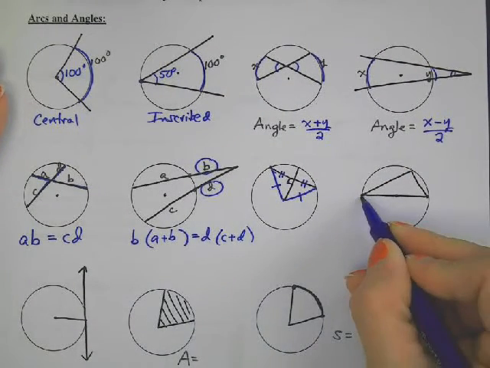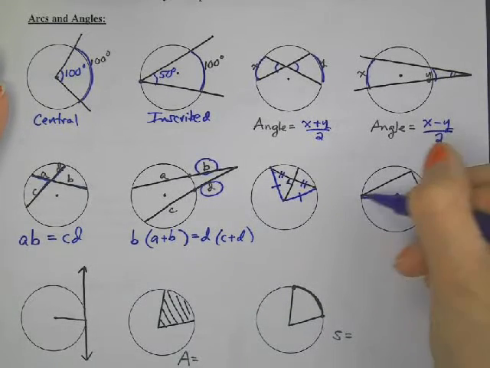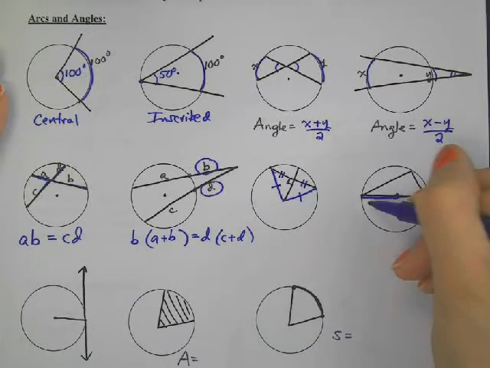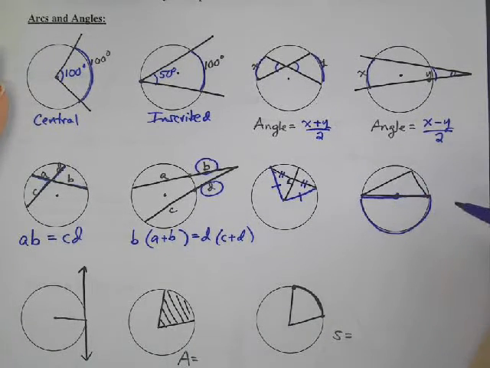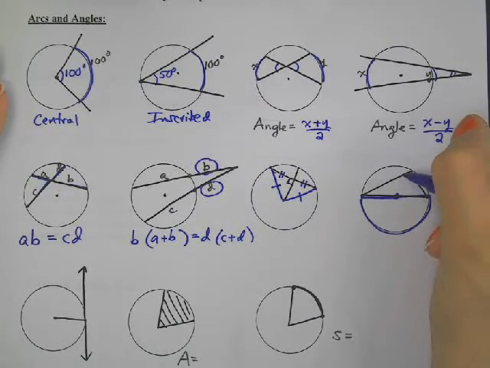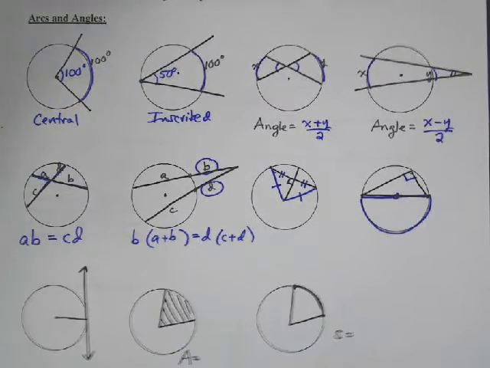Here's a nice rule. If you have a diameter, since going through the center, okay, this is an inscribed angle. So this angle is going to be half of the arc that it intercepts. Or in other words, some people just remember when you have a diameter, then that angle or this triangle is going to be a right angle. Okay, that's just a rule.